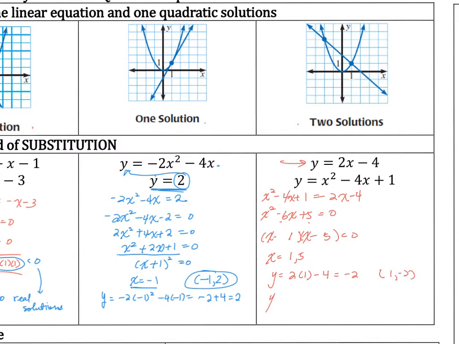And the second one, 5. So this will be 25 minus 20, 5 plus 1, 6. It will be 5, 6. And here are your solutions.